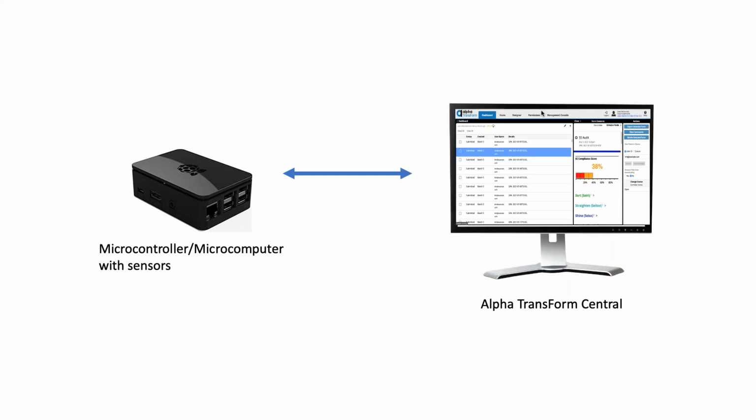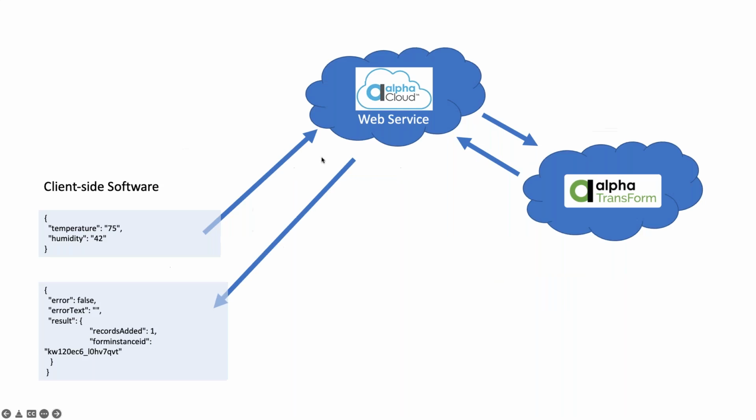So starting right here at the basics, we had talked in prior episodes about using a microcontroller or microcomputer, such as this Raspberry Pi here, connected to sensors to actually collect data instead of having humans enter in that data and send that data back to Alpha Transform Central, where Alpha Transform Central becomes our system of record. You can use that to make dashboards, create reports, trigger workflows, and do all kinds of other stuff based on the data that's collected automatically over here on this side.